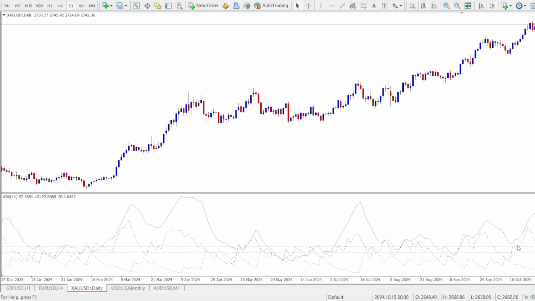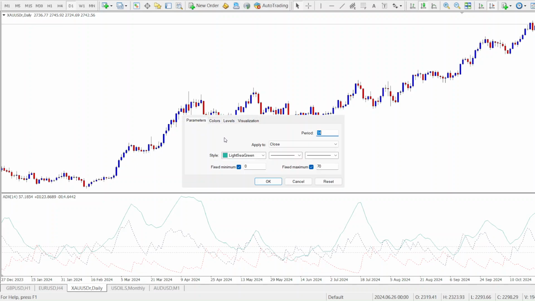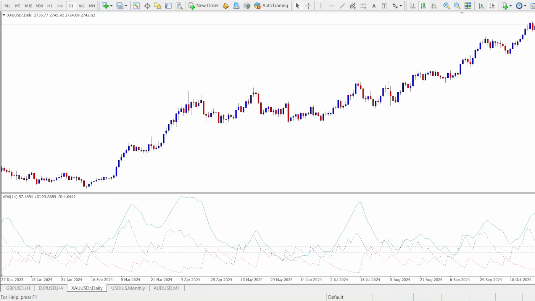Now we can see that based on the default settings, we have the 20 level and the 25 level. These are the default settings, and we are going to work with the default settings. First things first, you'll need to set up your ADX on your chart. You can just leave it on the default settings. Make sure you tick the fixed minimum and the fixed maximum. Then apply it to your chart.